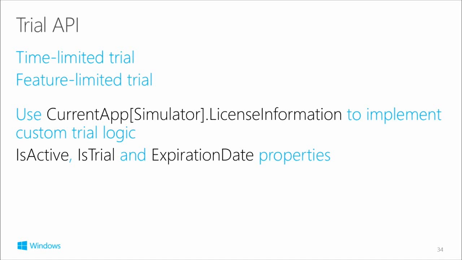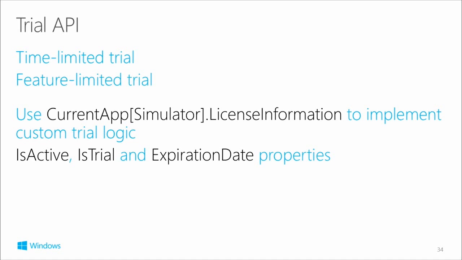So the trial API, this is where you can ship your app. It's a paid app, but they can install it for free for a period. So it's up to you. You decide how long the trial is for. You can have a time-limited trial, or maybe it's a feature-limited trial. So you allow them to use the app, but when they try and use a feature, it says, I'm sorry, this is not available in the trial edition. You need to purchase this in order to unlock this additional capability.